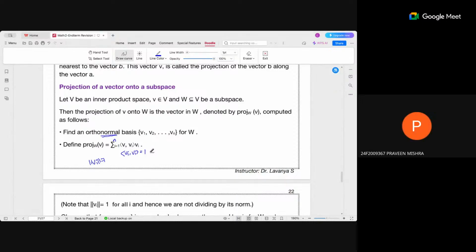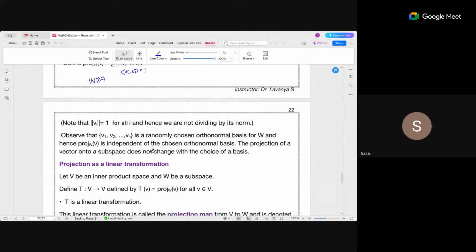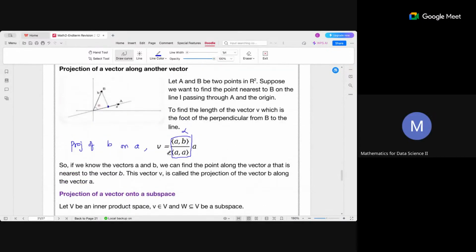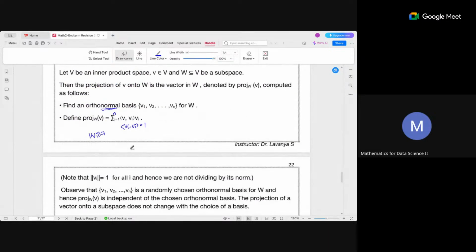Could you explain that again? Here we had something in the denominator, but there are no elements in the denominator for the projection of V on W. Because for an orthonormal basis, the inner product of Vi, Vi is 1, right? The norm is 1 for each vector.